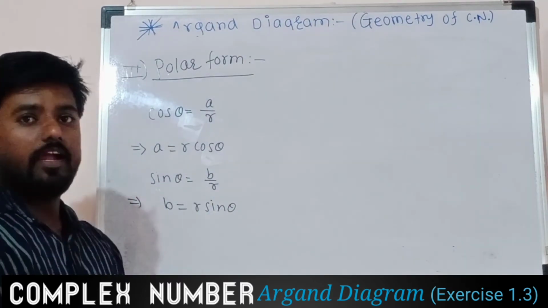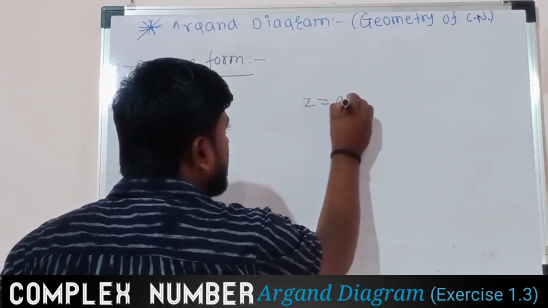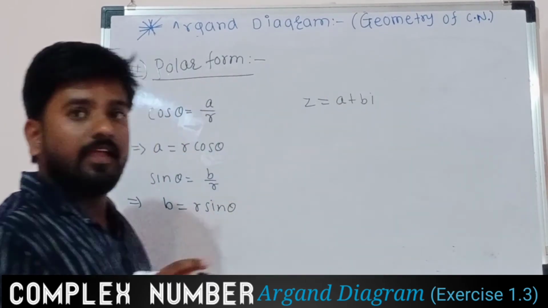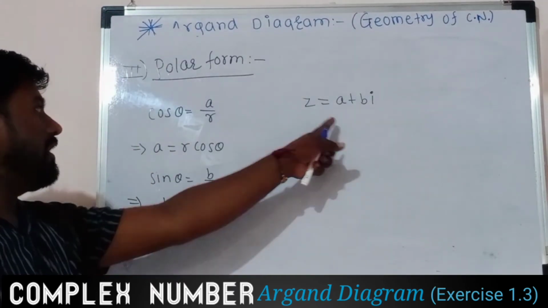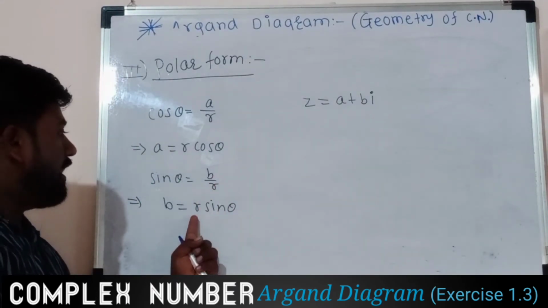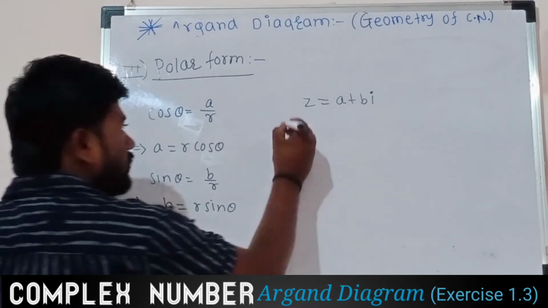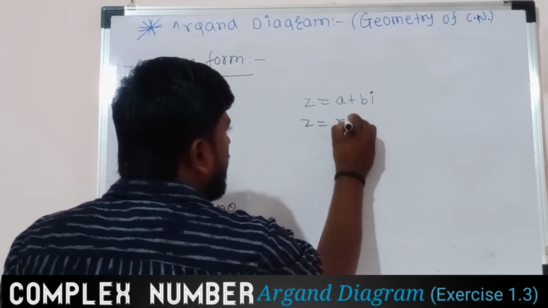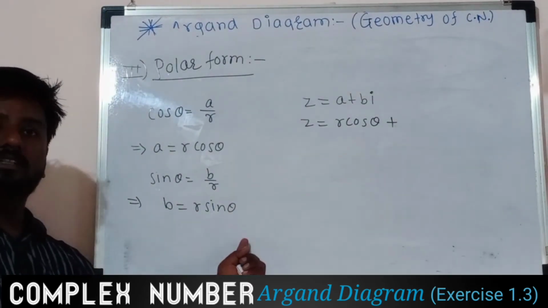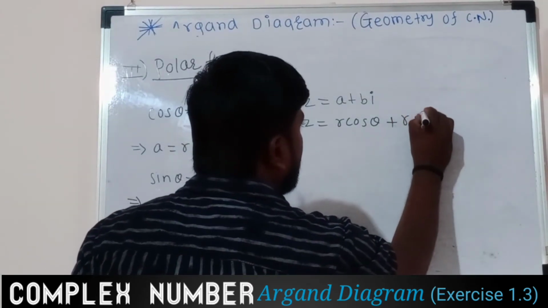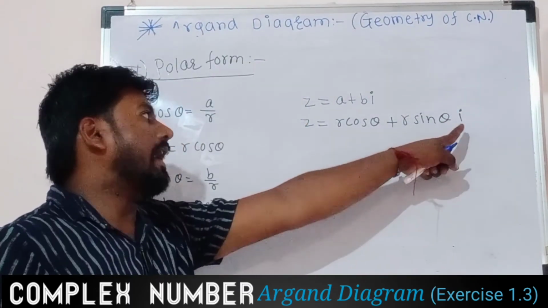Now you have to write the polar form, right? Suppose we have z equals a plus bi, any complex number, right students? Now just replace a and b by r cos theta and r sin theta respectively. So a is nothing but r cos theta. So I will write here z equals r cos theta plus b, which is nothing but r sin theta, right? So it is r sin theta into i. Here it is i, so I have written here i.